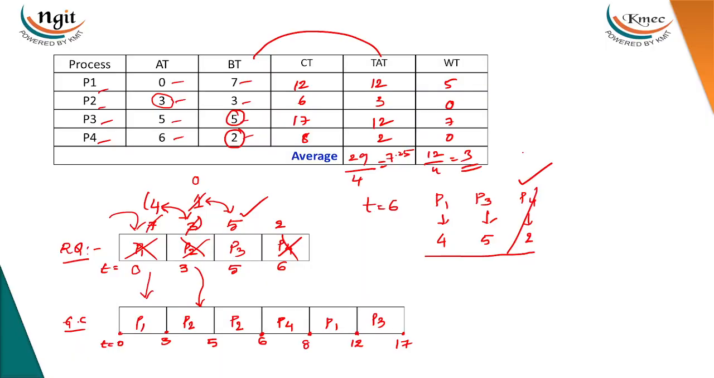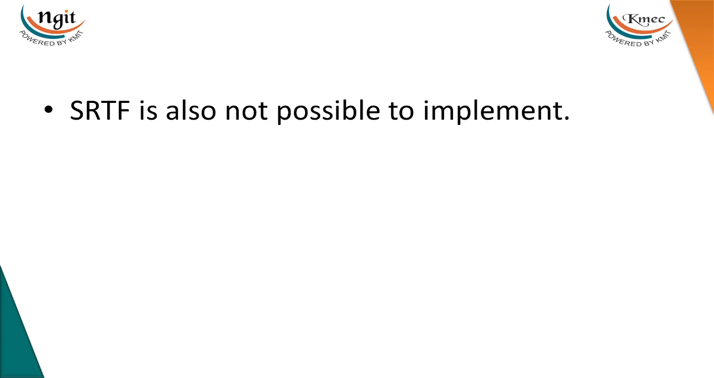Now as we have finished all the CPU scheduling algorithms, let's see some special cases of all these algorithms. One more thing: SRTF is also not possible to implement because the criteria is burst times.